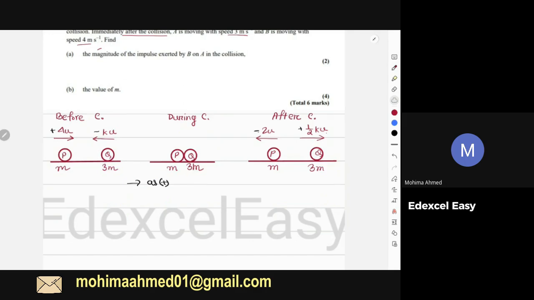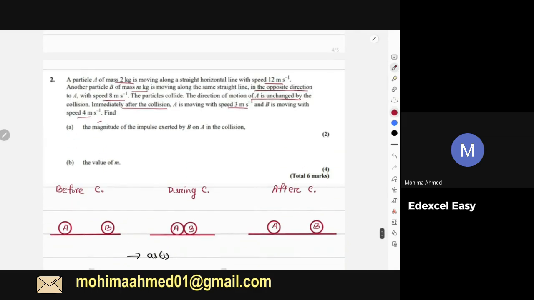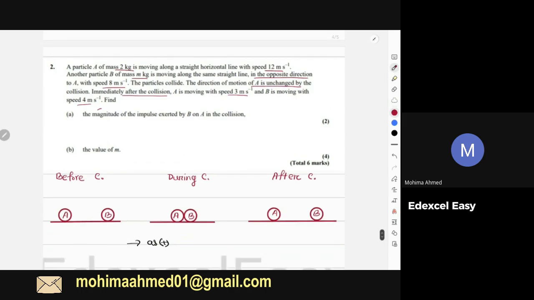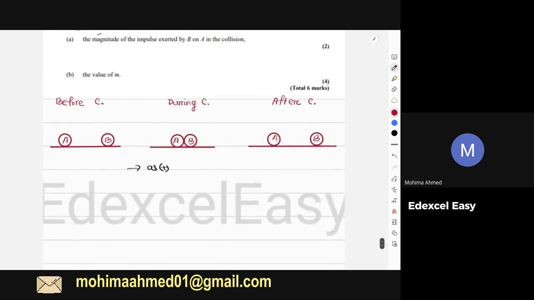This is during the collision section, and after the collision, this time, they are both traveling in the same direction maybe. So this is A, B. Mass of A was 2 kg and B was m kg. A was originally moving with 12 meters per second, B was moving with 8 meters per second.